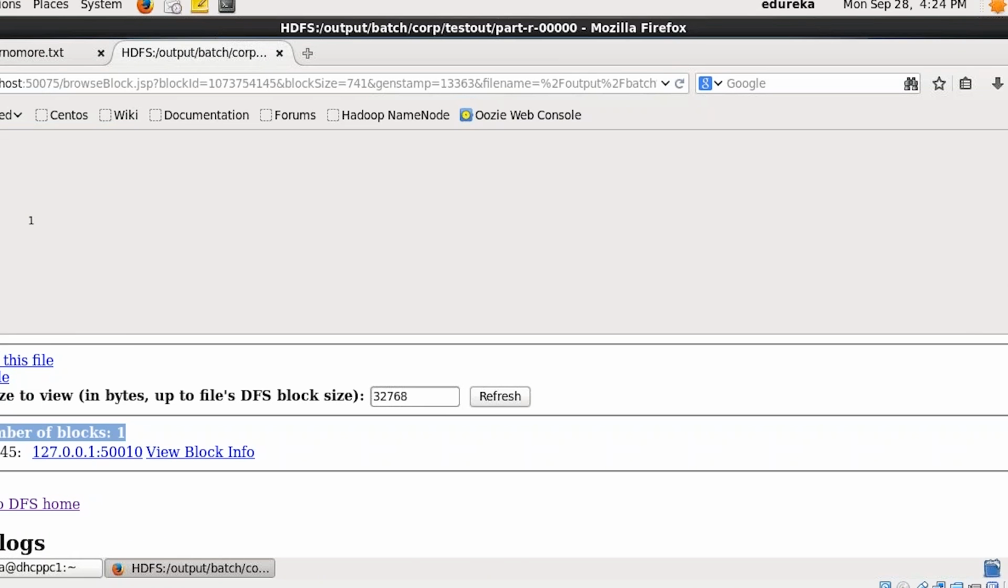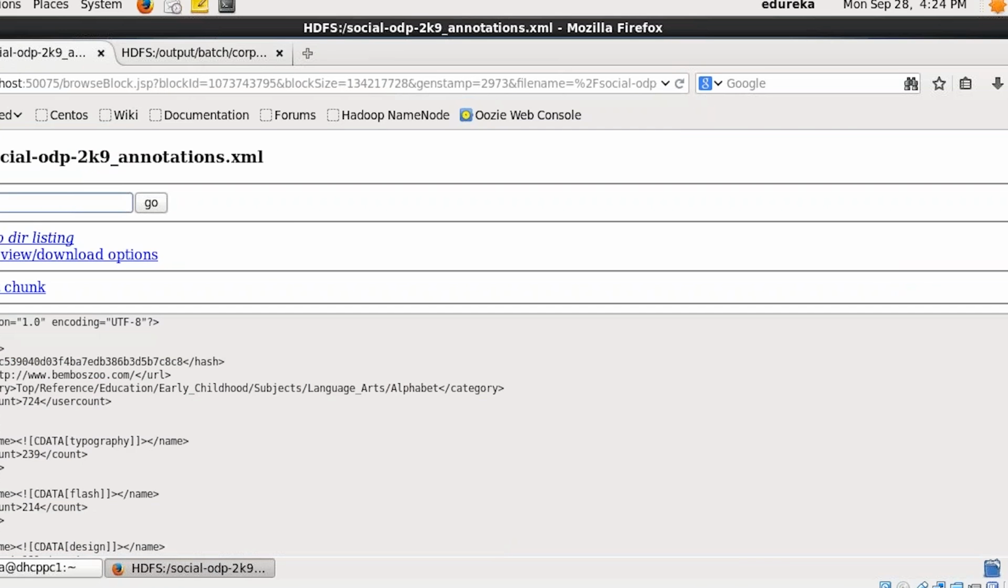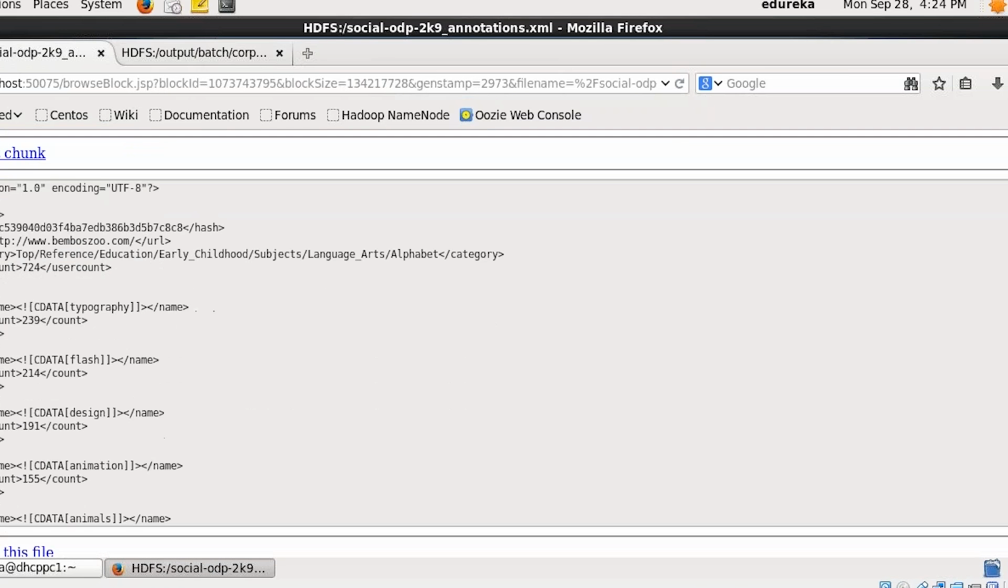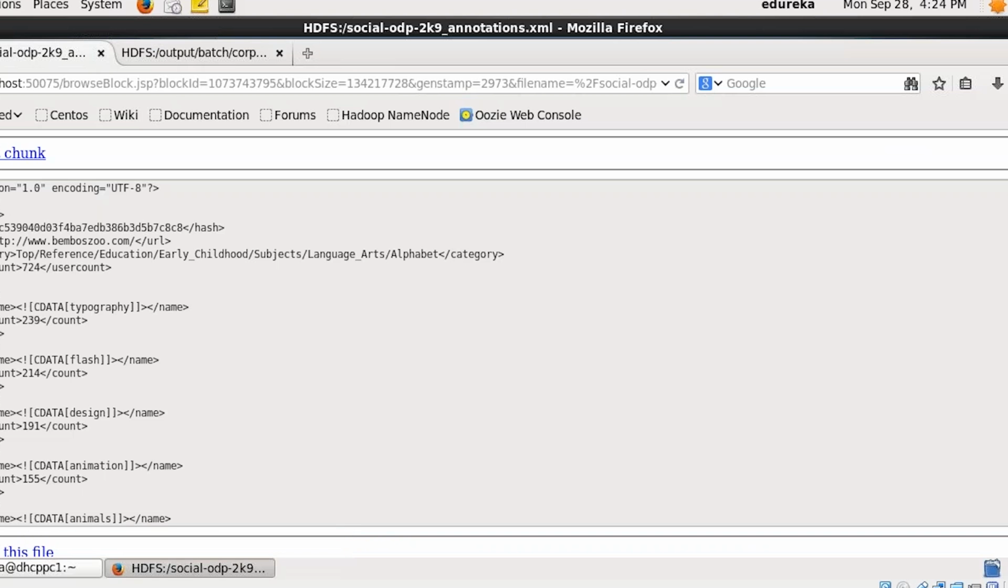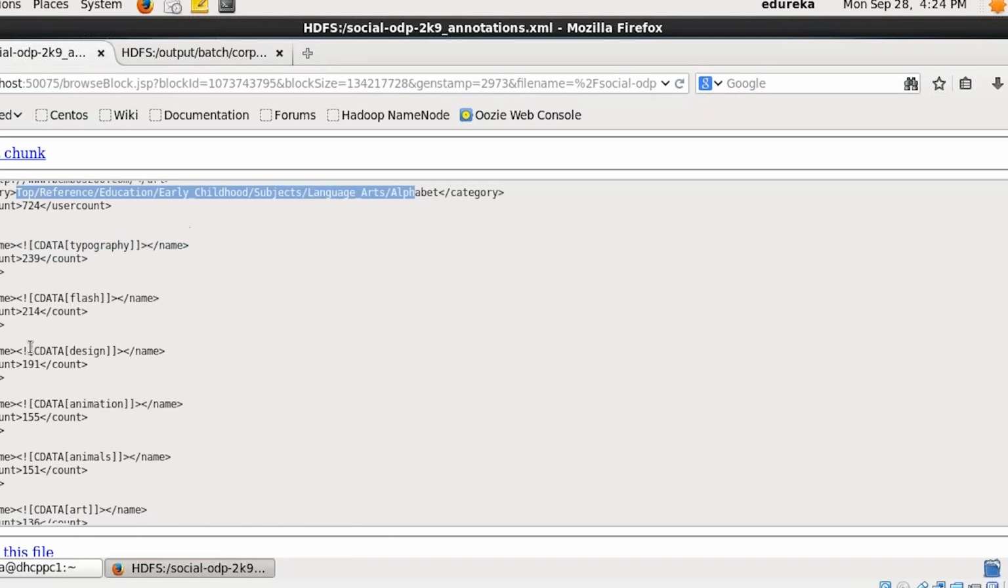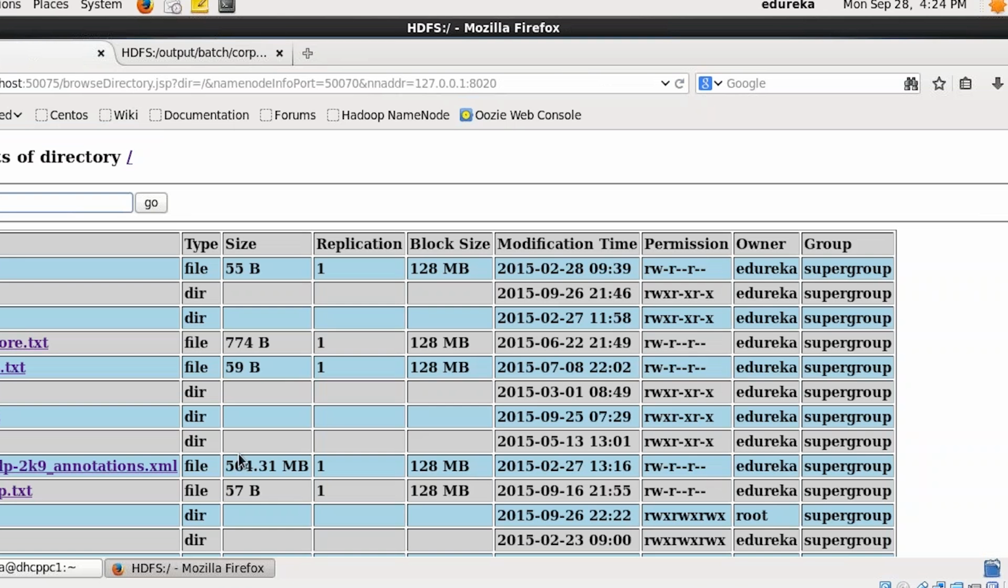In the actual session, we will discuss handling even bigger files, like, for example, XMLs of comments about multiple websites. This is from a website called Reddit. It collects the comments, feedback, and ratings about multiple websites. One sample has been downloaded. It has what category each website belongs to and what comments there are about it. This is a size of almost 504 MB, almost half a GB.